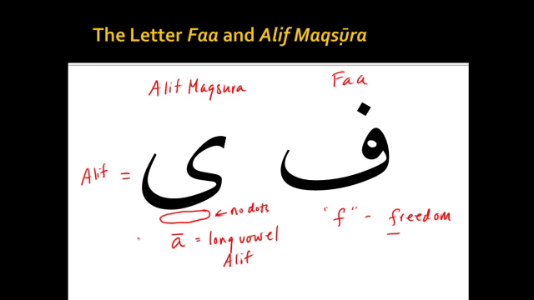But how do you tell? Well, it doesn't have any dots underneath it. That's the main way to tell that this is an Alif Maqsura. Also, the Alif Maqsura always comes at the end of a word. And that's another way to tell that it is an Alif Maqsura. Now let's look at our alphabet.